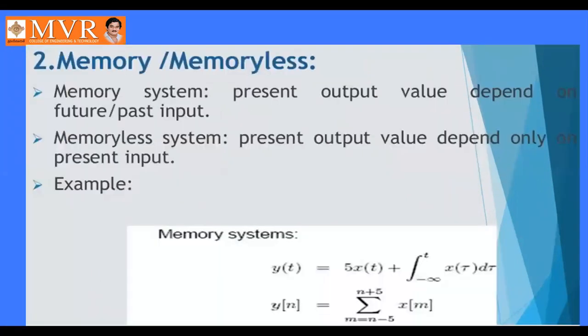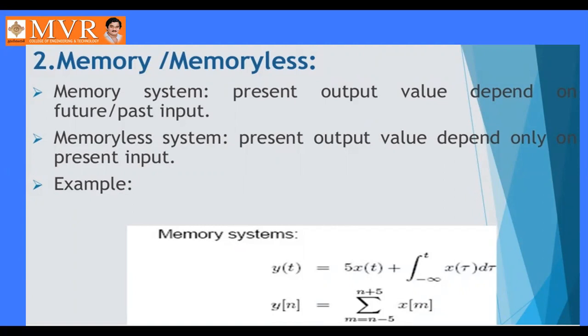Next one is memory or memoryless. What is meant by a memory system? The present output value depends on the future or past input. It has some memory, so the present output depends upon the memory, which consists of future and past inputs. A memoryless system means the present output value depends only on the present input, the present state. That is called a memoryless system.